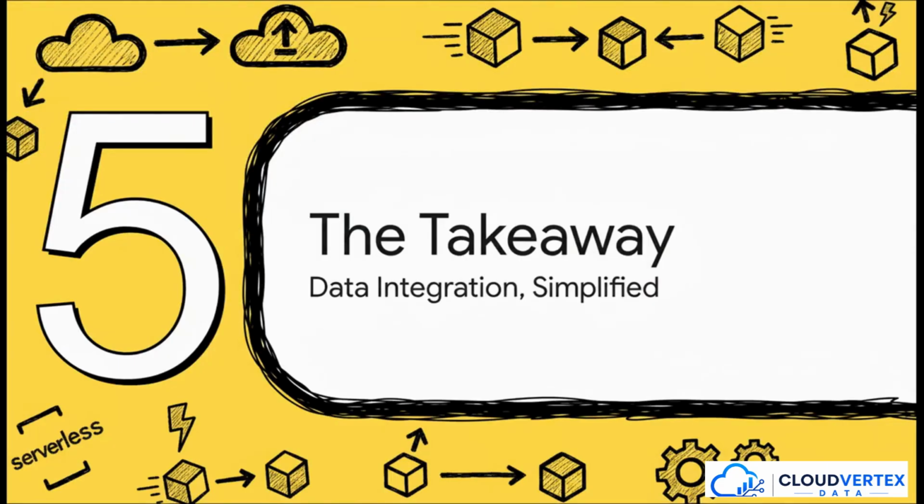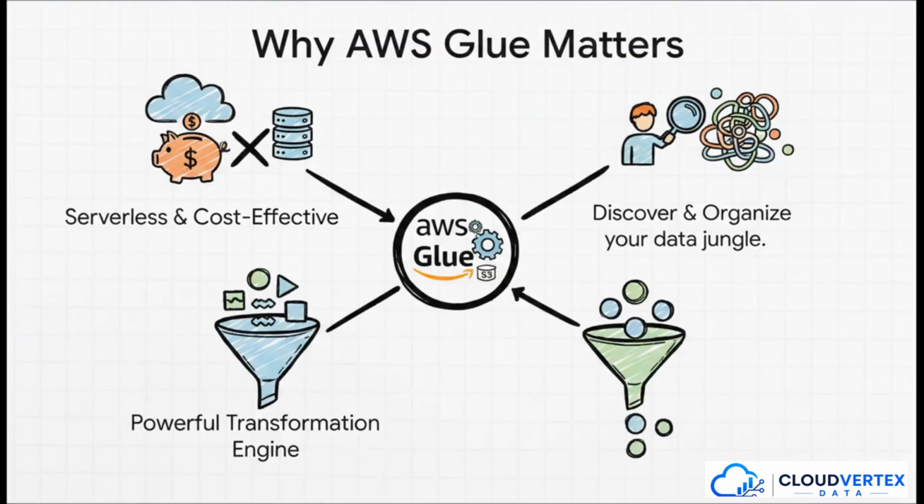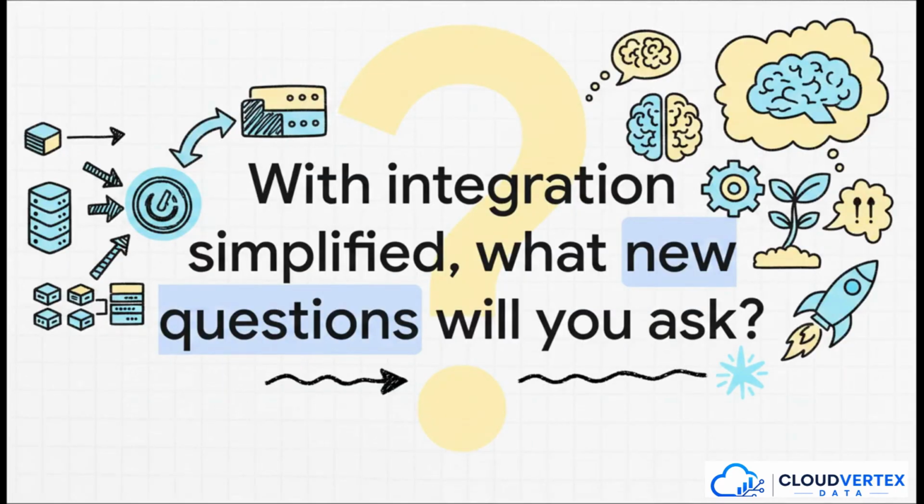So, after seeing all of that, what's the big picture here? What is the main takeaway from our deep dive into AWS Glue? It really just comes down to this. AWS Glue makes data integration simpler. It's serverless and cost-effective, which frees you from managing infrastructure. It's that automatic librarian that discovers and organizes your data jungle. And it's a powerful and flexible transformation engine that can handle pretty much any data workload you can throw at it. And that brings us to our final thought.